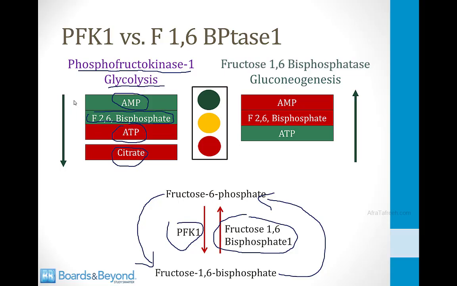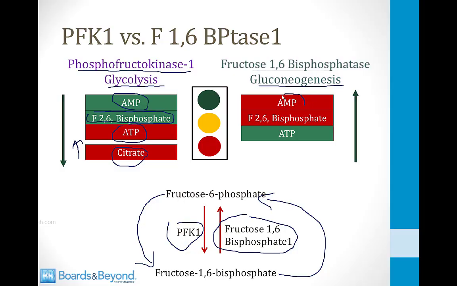And all of this should make intuitive sense to you. The level of AMP will be high when the cell needs energy. The level of ATP will be high when the cell does not need energy. Citrate comes from the citric acid cycle, so when this level is high, it means that there are lots of mediators of the citric acid cycle, and therefore it will slow down glycolysis. The molecules that activate the enzyme fructose 1,6-bisphosphatase and therefore that activate gluconeogenesis are essentially the reverse of the other side.